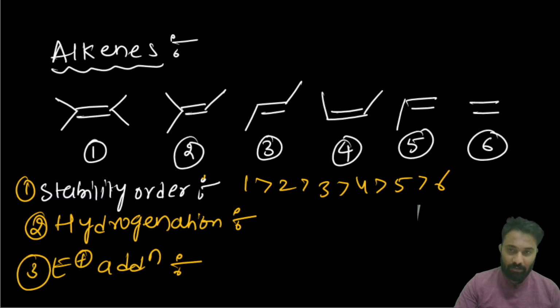Next, the catalytic hydrogenation order. Catalytic hydrogenation means nickel at high heat, or palladium, or platinum, in the presence of H2 gas. What does it do? It converts the alkene into the alkane.